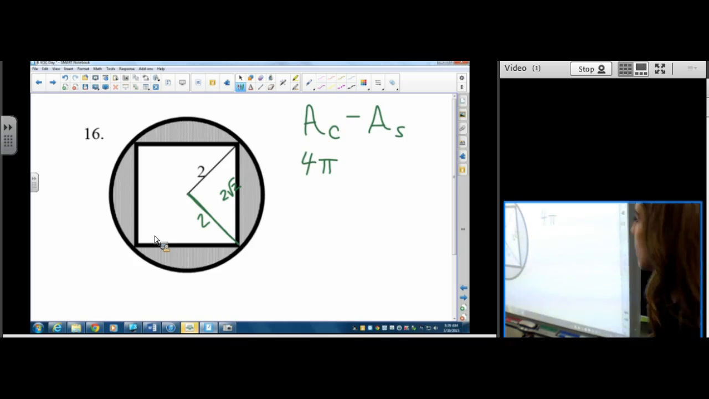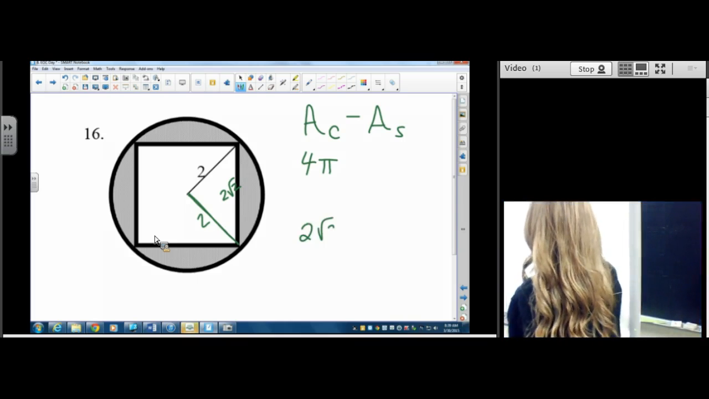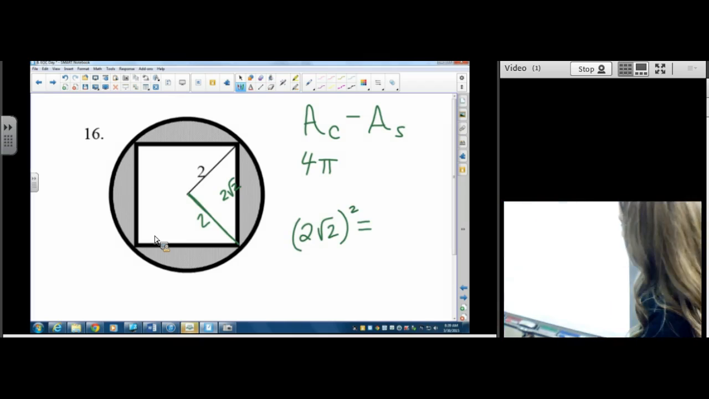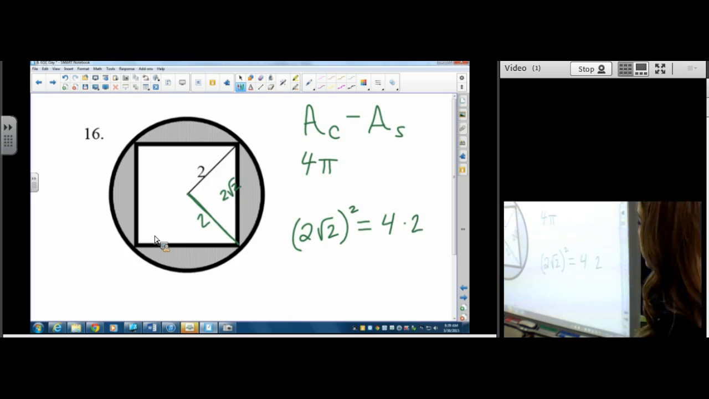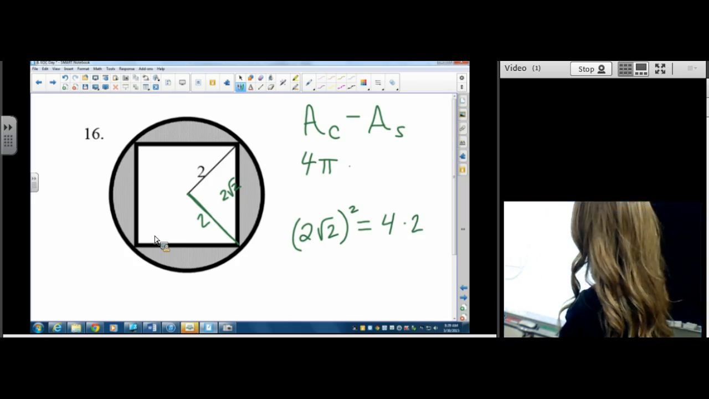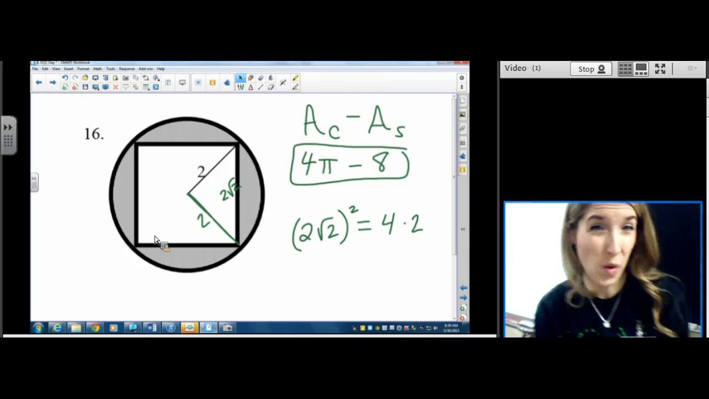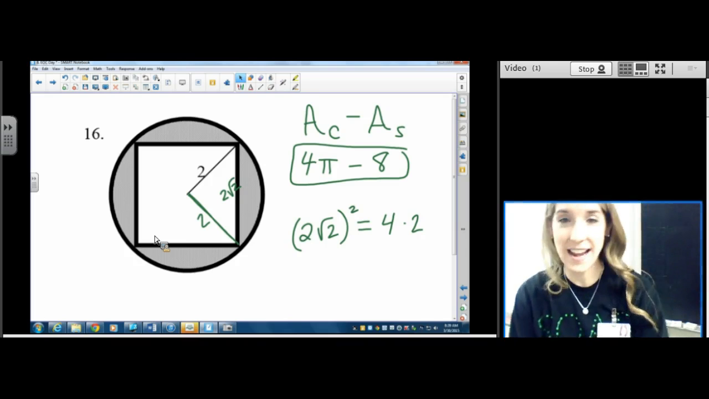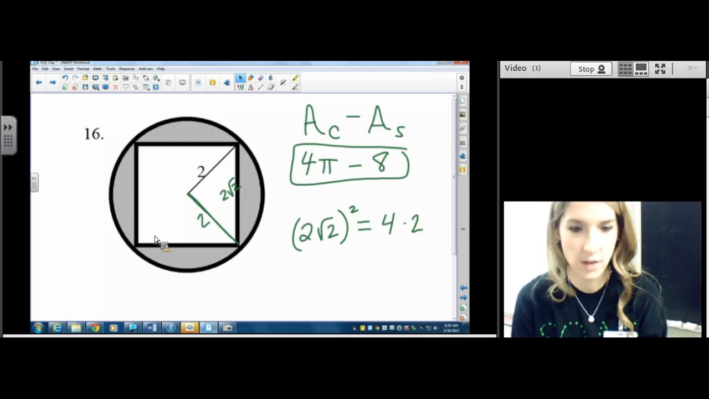So I know that the area of the square is side squared. So 2 squared is 4. The square root of 2 squared is 2. 4 times 2 is 8. It's not 8 pi because it's just a square. Don't attach pi to everything these days, only to things that are circular. Good, 4 pi minus 8.